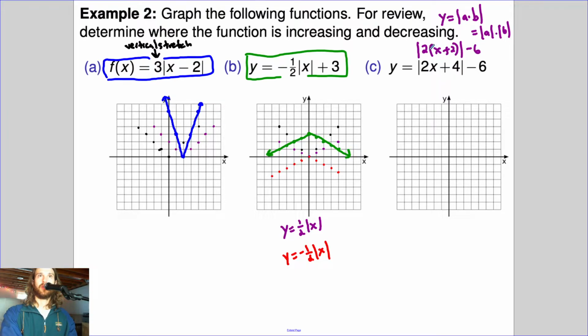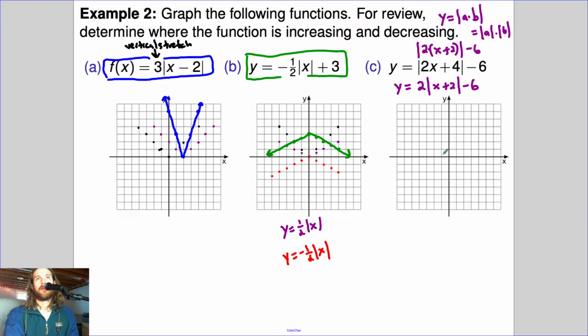And then since we now have a product, we take the absolute value of 2 and you end up with 2 times. So from this step to this step, I'm applying this rule. 2 times the absolute value of x plus 2, minus 6. Okay, so we've just taken this horizontal change on the inside and we have turned it into a vertical change.